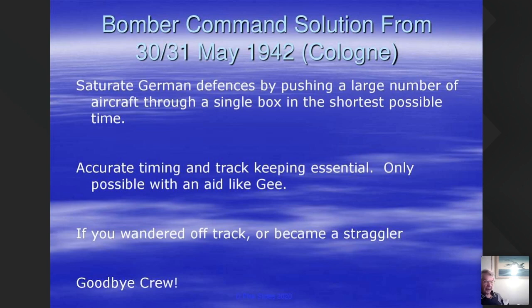So if you wandered off track or you became a straggler, you were a sitting duck really, because you were going through a different box and everyone was looking at you.